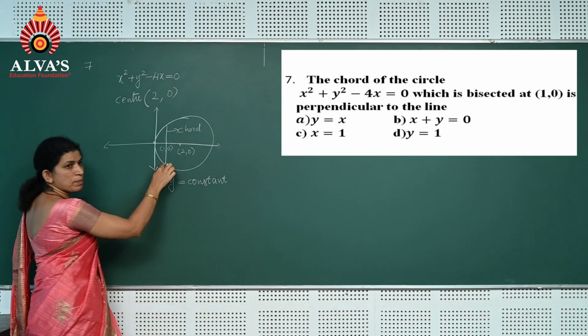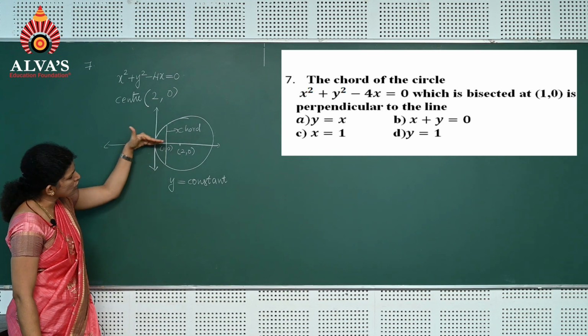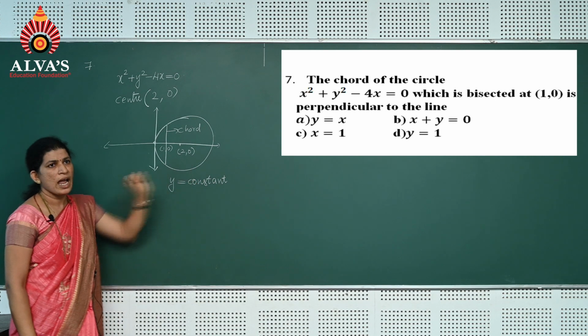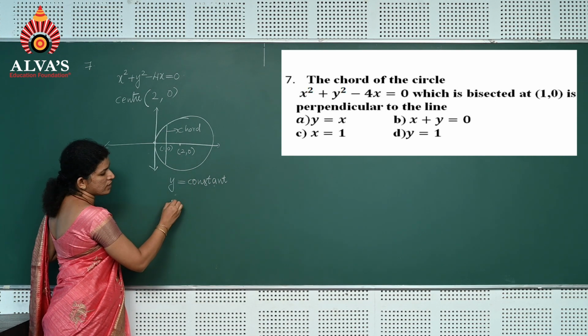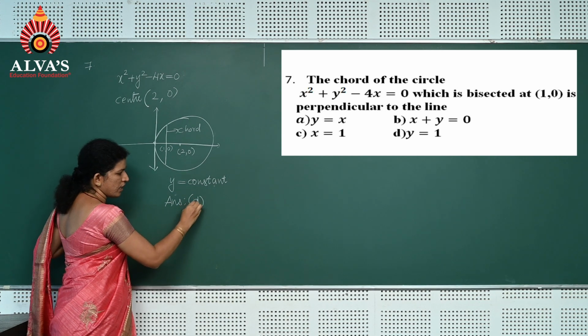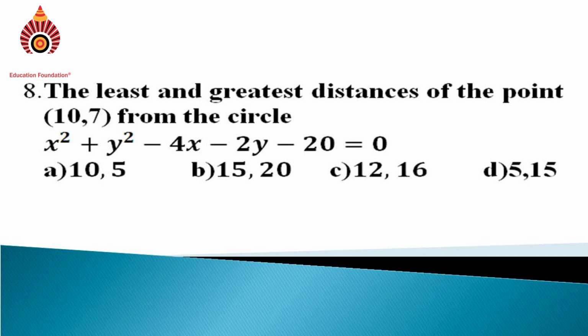The chord is perpendicular to any horizontal line, which means the equation of any horizontal line is nothing but y equal to constant. Go to the options, you can see that the answer is the fourth option, that is D. So y equal to 1 is the answer. Come to question number 8.